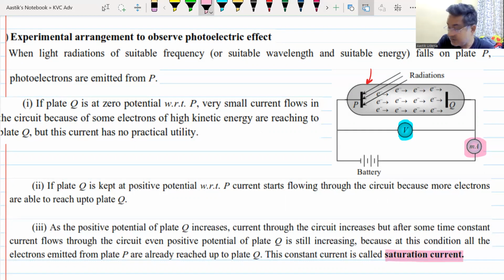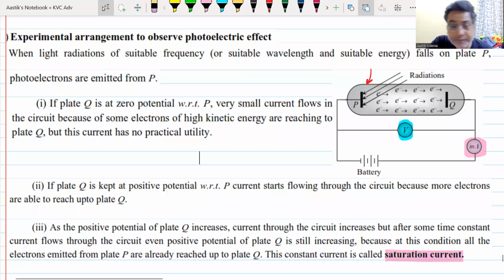Yes, sir. So, when the potentials of P and Q are the same, a very small current flows. This is of practically no value. When the potential of point Q is made positive, current starts to increase, but it cannot increase till infinity. There is a point when this current becomes constant. That value of current is known as saturation current. So far, so good. Have you understood till this point?